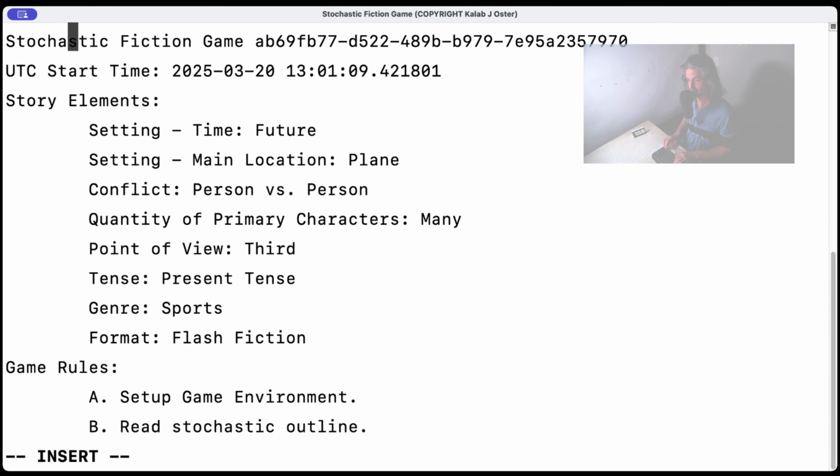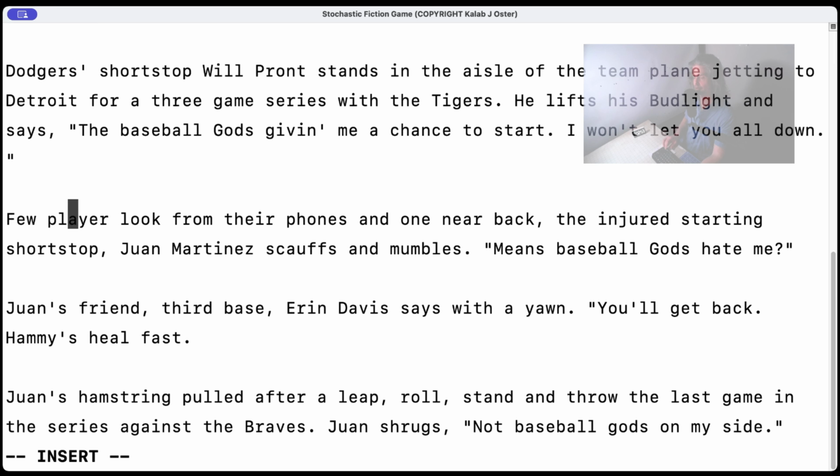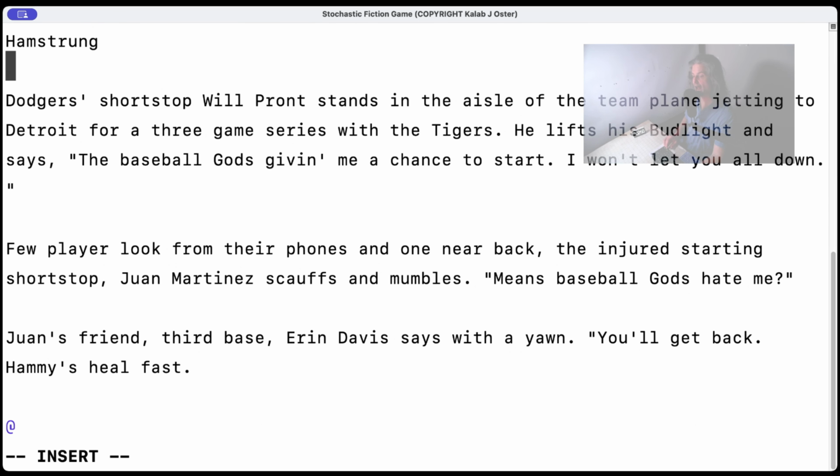Let's stop talking about this story and let's read it aloud. See if it at least meets these story elements. The story elements for today's stochastic fiction game are setting time: future; setting main location: plane; conflict: person versus person; quantity of primary characters: many; point of view: third; tense: present tense; genre: sports; format: flash fiction. For today's stochastic fiction game story, it is a story called Hamstrung.